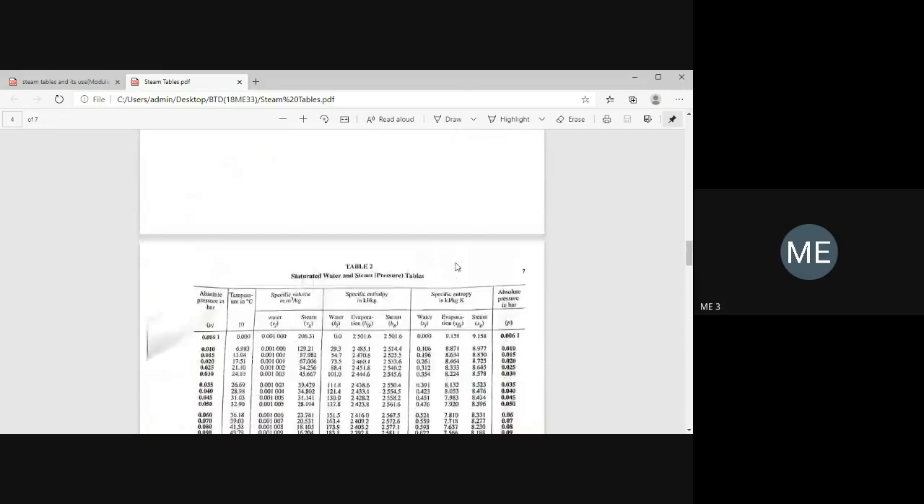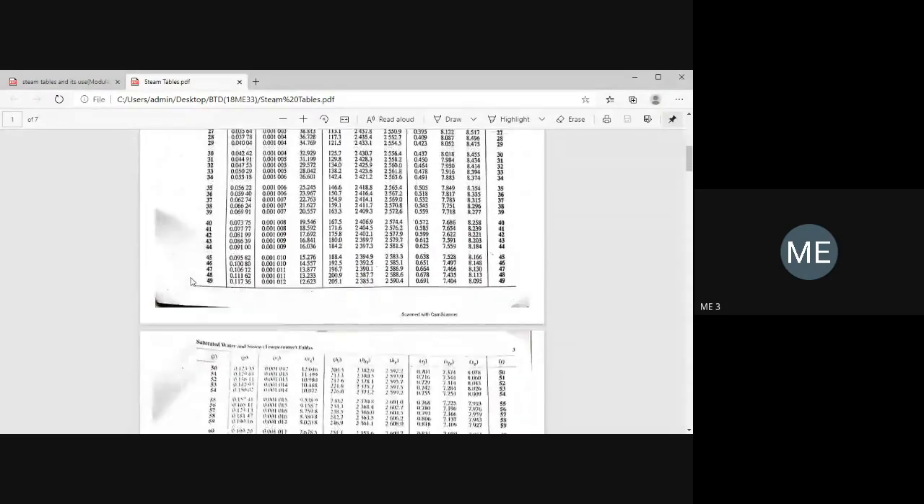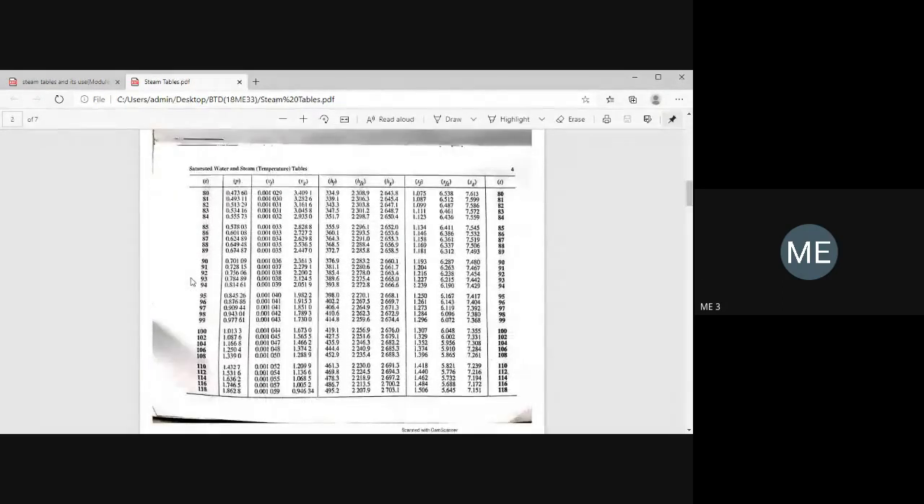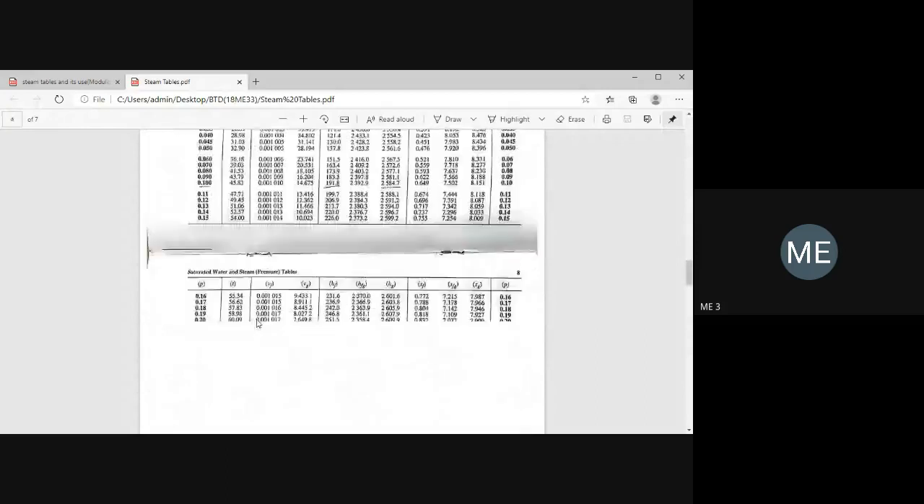Suppose they are giving the temperature, then you have to find out the steam properties. For example, steam properties at 100 degrees Celsius. If I take 100 degrees Celsius, then the second column is the pressure, 1.013 bar. This is the temperature based table. Whenever they give the temperature, like 100 degrees Celsius or 50 degrees Celsius, you have to find out the values. So these are the two forms of steam table. Better you download and refer to the values.